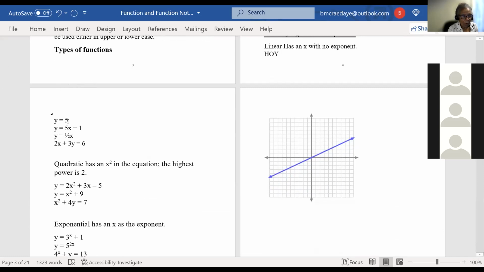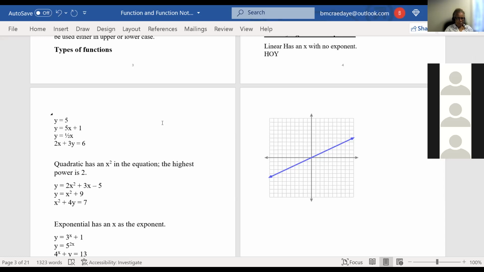So all of these represent linear. Y equals 5. Now, if you say y is 5, what kind of line is that? What kind of line on a graph would that be?